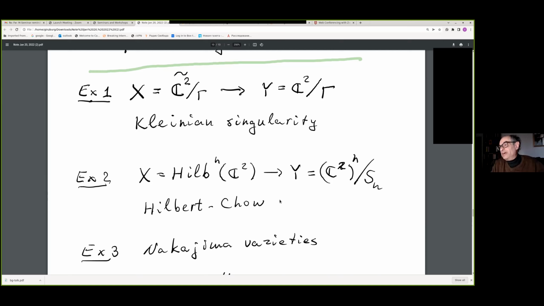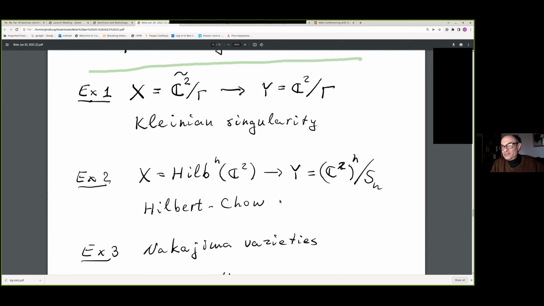So you take a finite subgroup in SL2 or SU2. This is related to Platonic solids. And then this group, since it's a finite subgroup of SL2, it acts on C2. We can take a quotient. It's a surface, and it has a singularity at 0. And then this surface has a resolution of singularities.